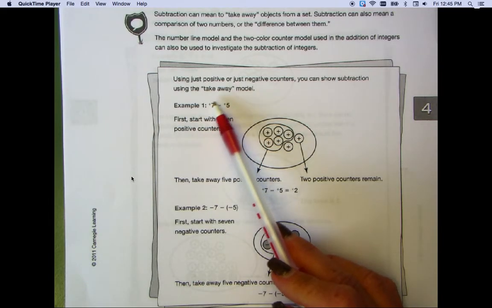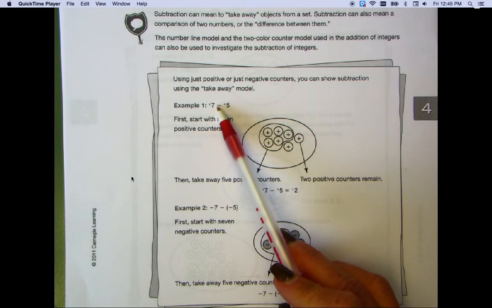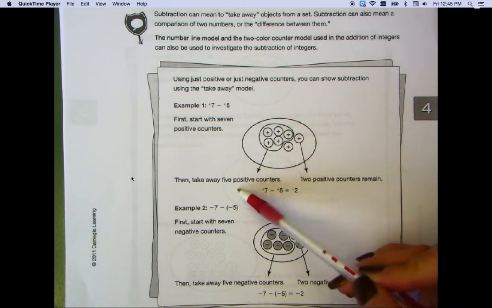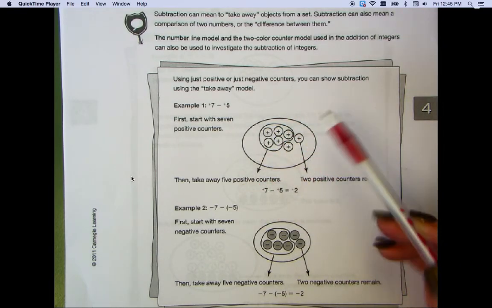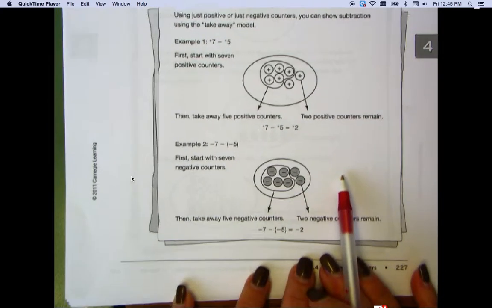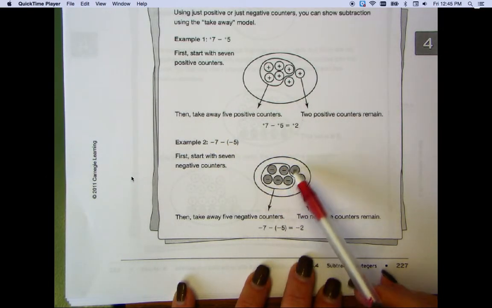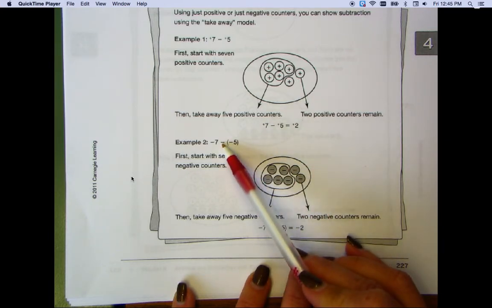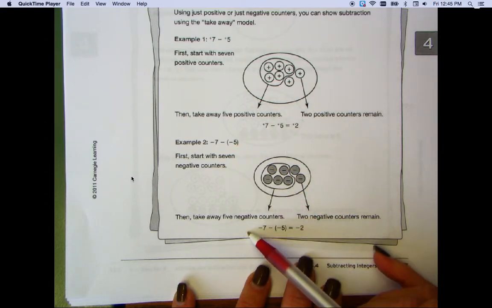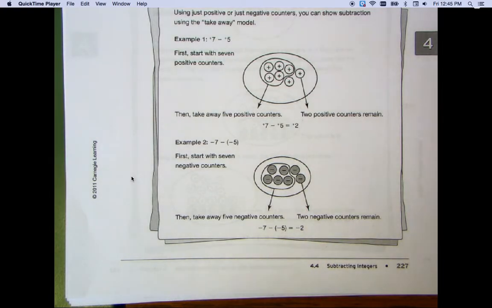For example, they're showing us 7 positives sitting on my plate, and now we're going to take off 5 of the positives. So 5 are coming off the plate, which means 2 positives remain. So my answer is positive 2. Same thing here with the negatives. If I have 7 negatives on the plate, all 7 are there. If I am taking away 5 of the negatives, 1, 2, 3, 4, 5 come off, I'm left with 2 negatives, so that would be my solution. Those are easier.